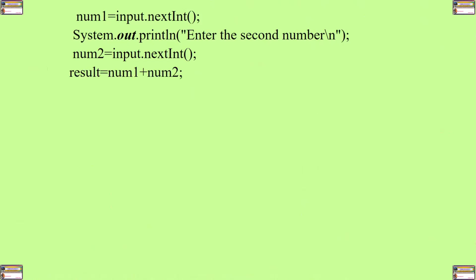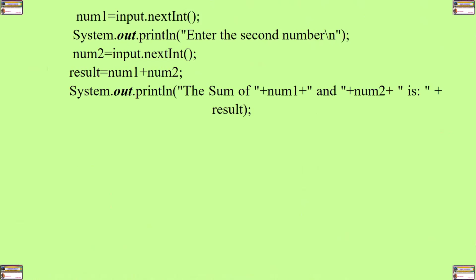From there, we request the compiler, or we request the processor, to pick the value stored in memory location called num1 and add it to the value in the memory location called num2, and the result will be assigned, or stored, in the memory location called result.